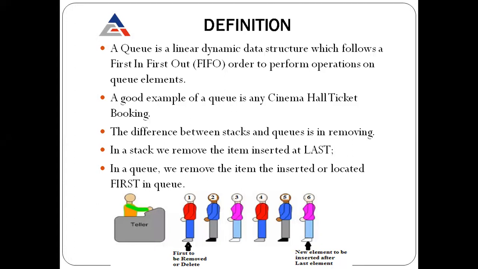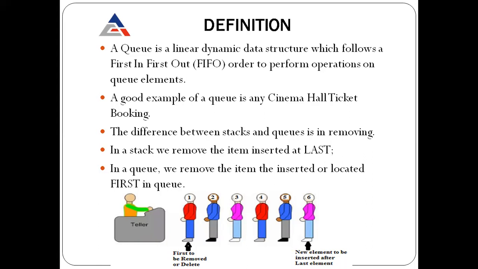Queue is a linear dynamic data structure which follows a first in, first out order to perform operations on the queue elements. So queue is a linear data structure. Why? Because one element is next to the next element, the next element. So they are in linear form. Why dynamic? Because during the execution of the queue, we can increase or decrease the size of the memory that we're utilizing. That's why we call it dynamic. And it follows the first in, first out order to perform the operations on the elements of the queue.